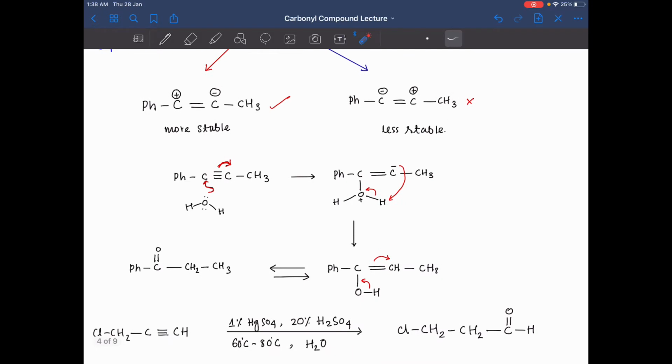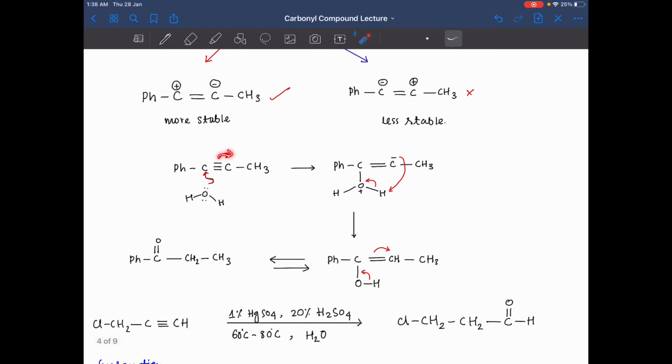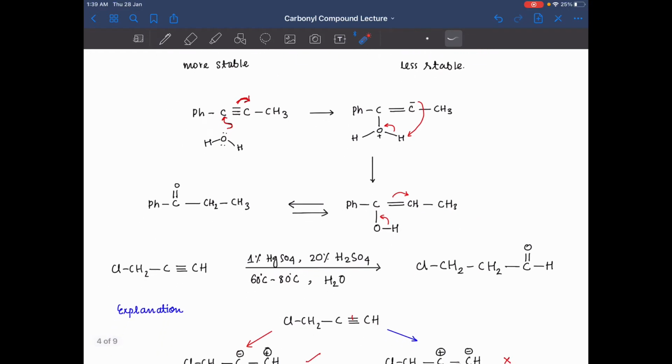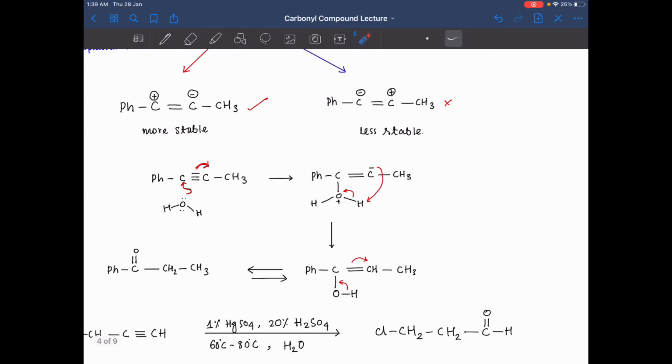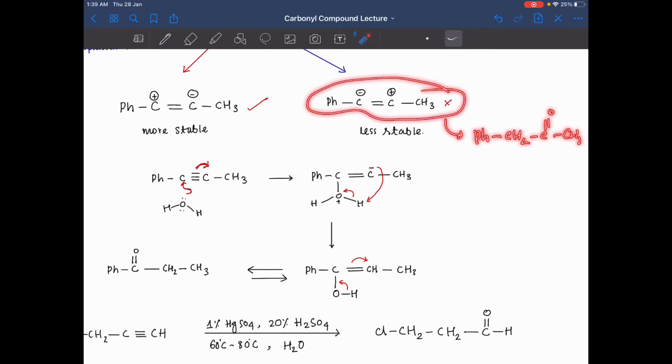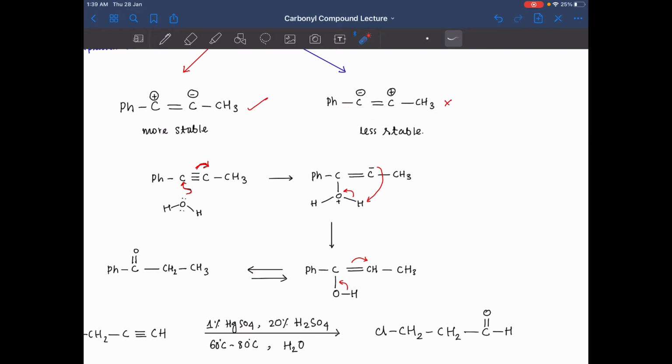So the mechanism will be like this. The lone pair on the oxygen atom of the water molecule will attack this carbon, and one of the C-C bonds breaks, which generates the negative charge. In the next step protonation and deprotonation will occur, producing the enol form, and after that the keto form will be produced. So this is the product, not this one. If this structure formed, then the product would be CH2, but this structure is not stable, which is why you are not getting the other one.